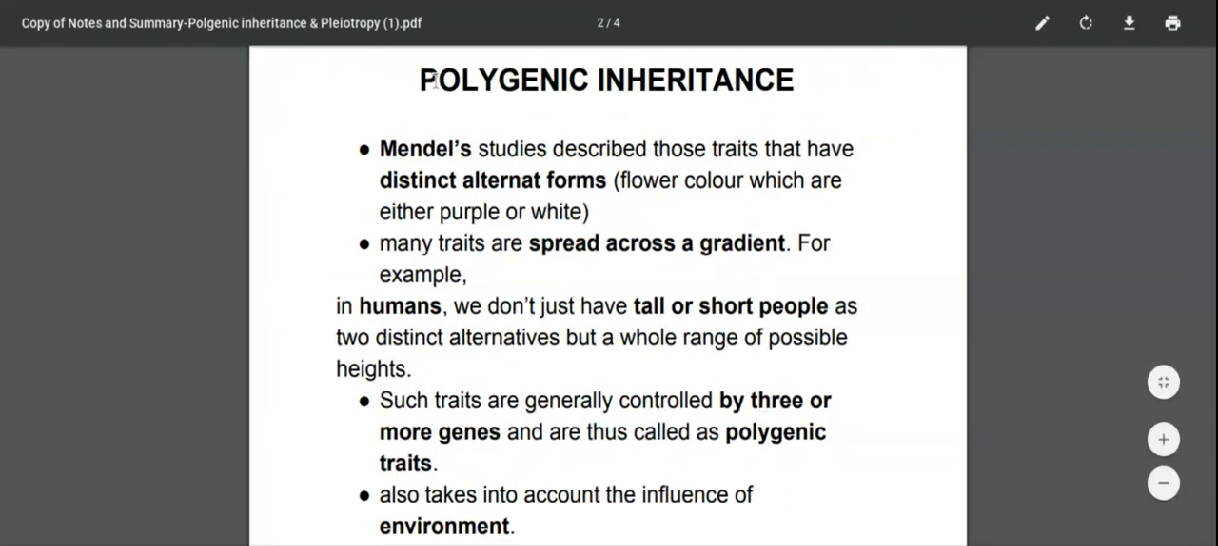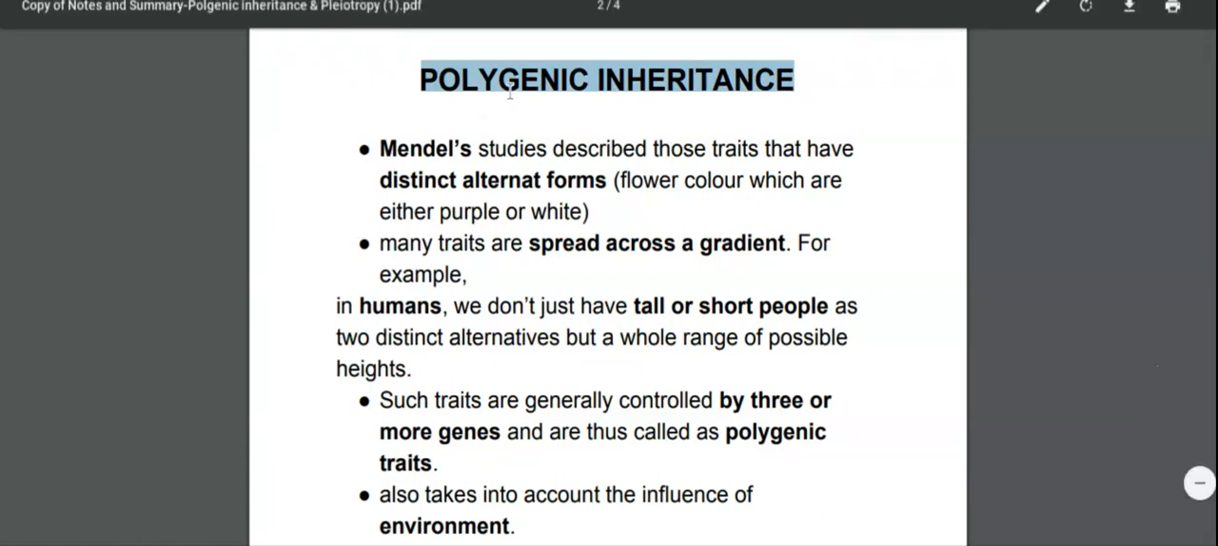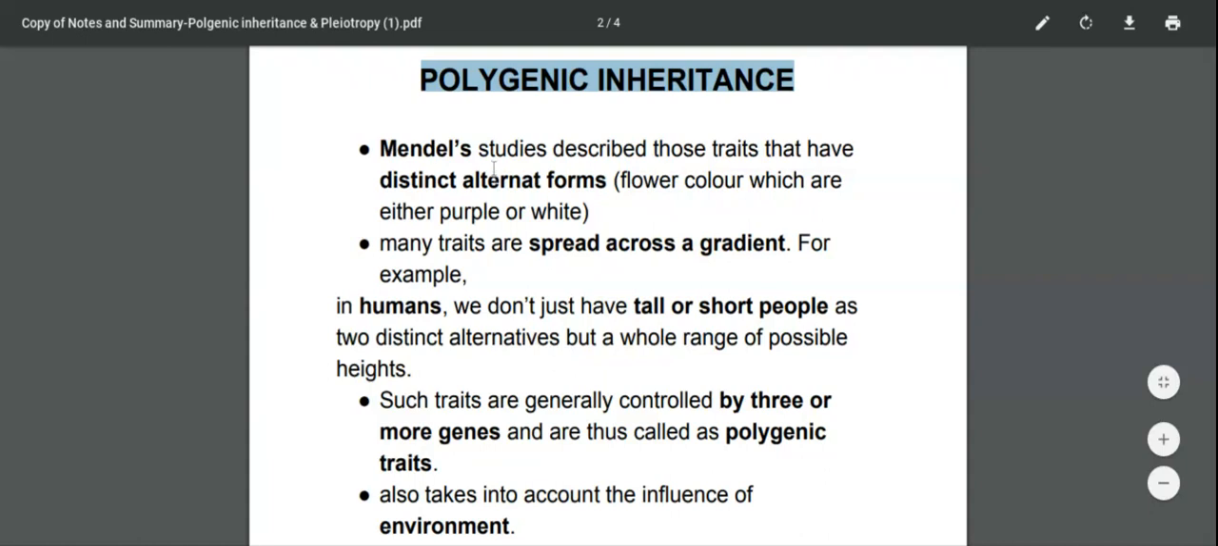Students, in this tutorial, we are going to study the two remaining concepts, polygenic inheritance and pleiotropy. These are the only two concepts that are remaining in this chapter now. So let's take a look first at polygenic inheritance.